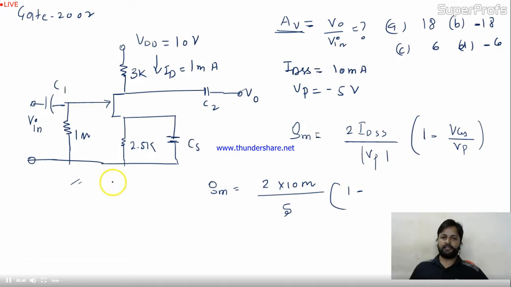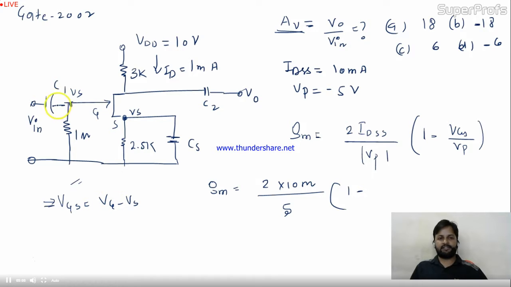Not given, but we can calculate. See, this is G and this is S. VGS is nothing but VG minus VS. Is it okay? If we talk about the VGS, VS is the voltage over here and VG is the voltage over here. This VGS comes under DC analysis.